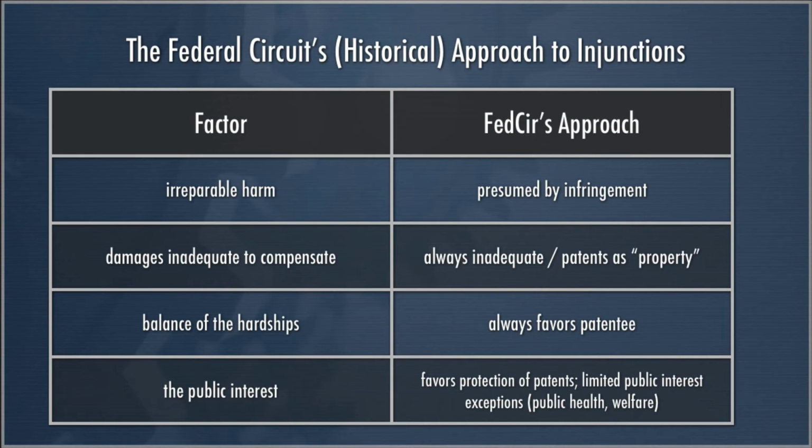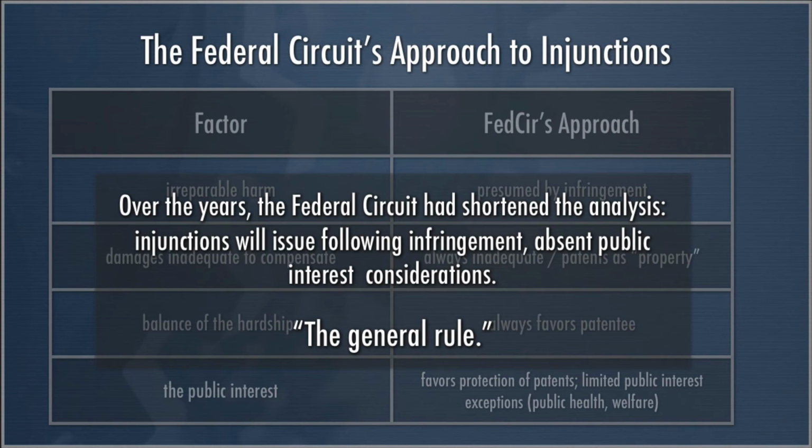And they essentially shortcutted the analysis, right? Over the years, they just shortened the analysis since 3 out of the 4 factors always favor the patentee. So they would say the following: there's a general rule in favor of injunctions, and absent public interest considerations, such as the ones I noted a moment ago, then an injunction should issue following infringement. That was understood as the general rule of the Federal Circuit.